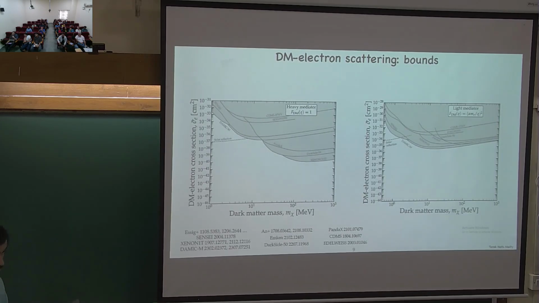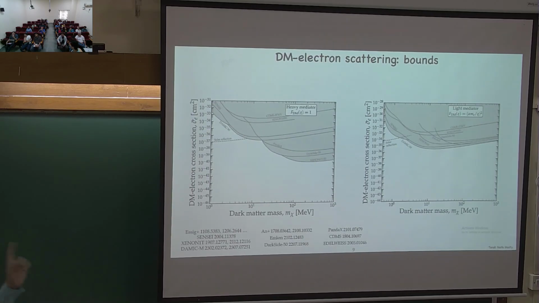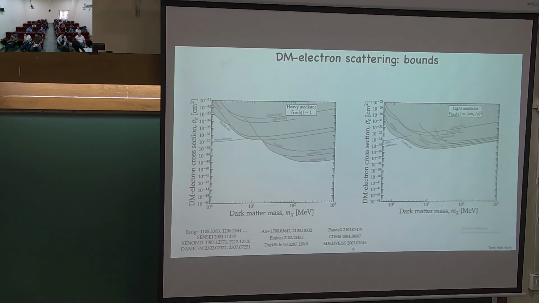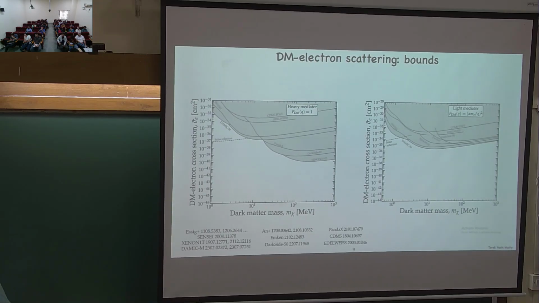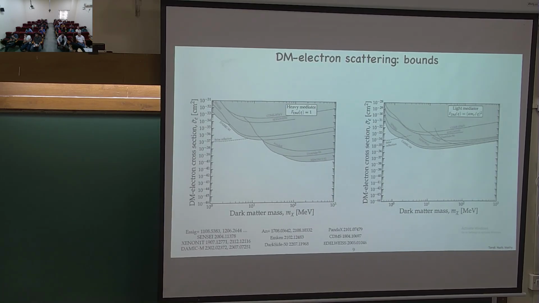What has been plotted in both of these plots is dark matter mass on the x-axis and dark matter electron interaction cross-section on the y-axis. The left one is for the case where a heavy mediator, heavier than the dark matter mass, is mediating the interaction between dark matter and electron, and the right one is for the case where the dark matter electron interaction is mediated by a particle which is lighter than the dark matter mass.